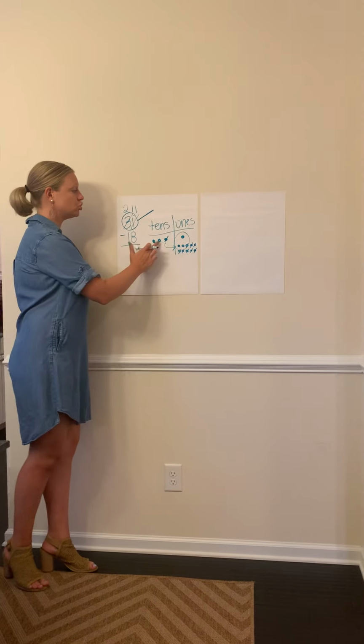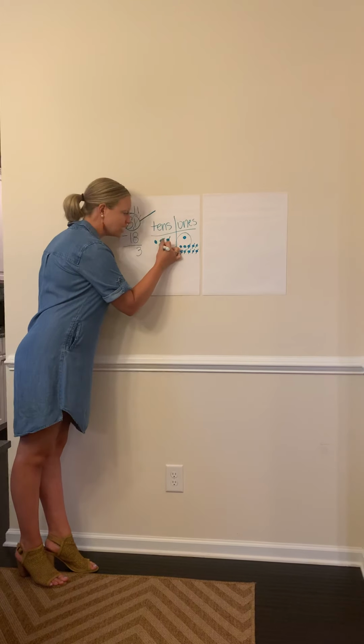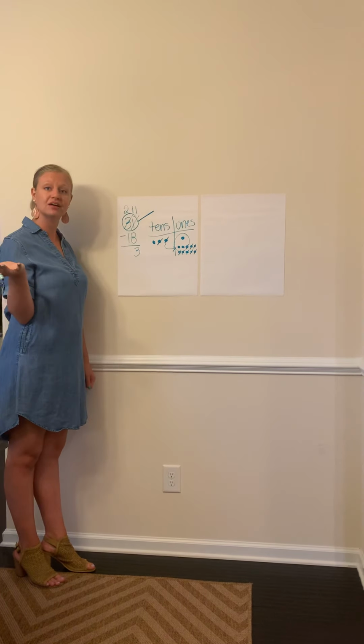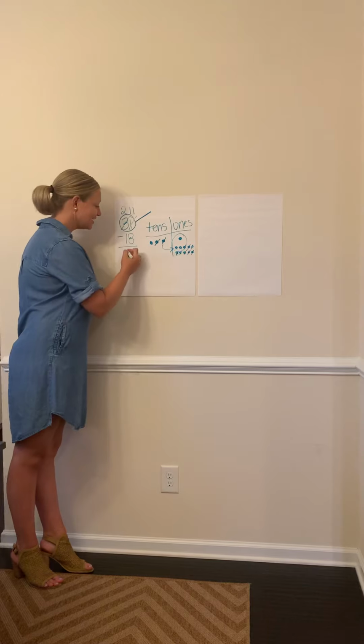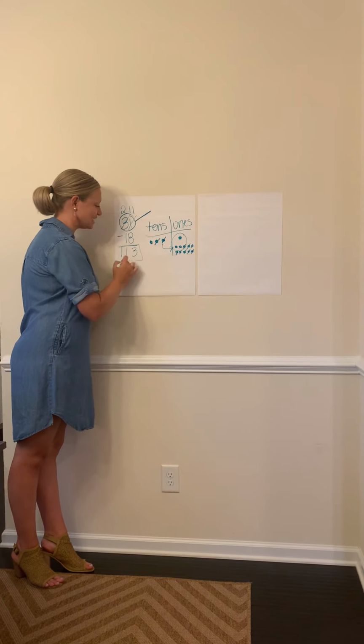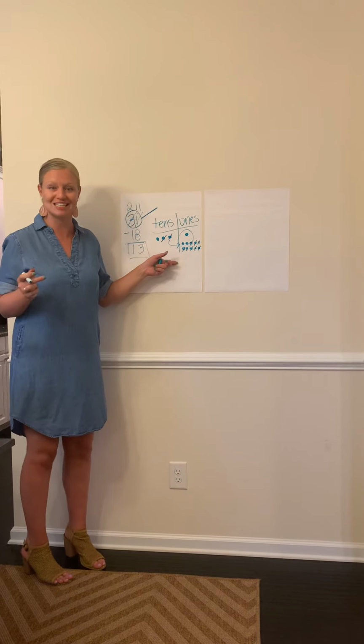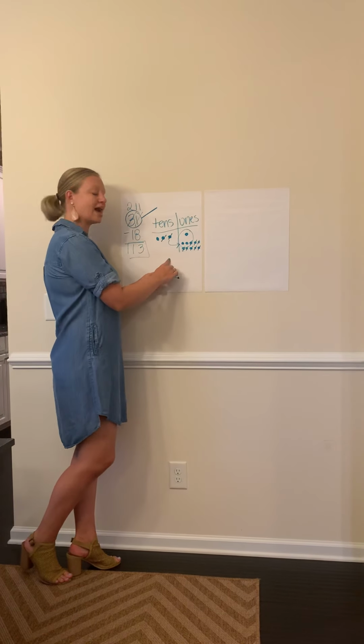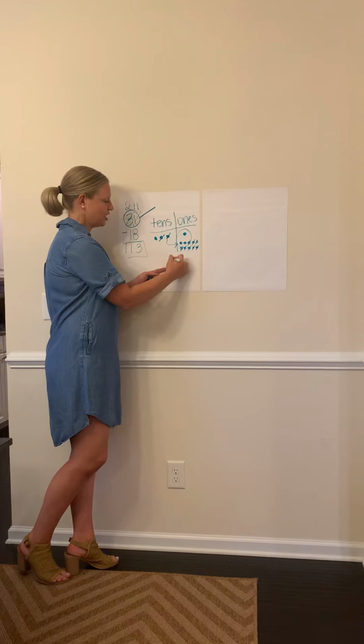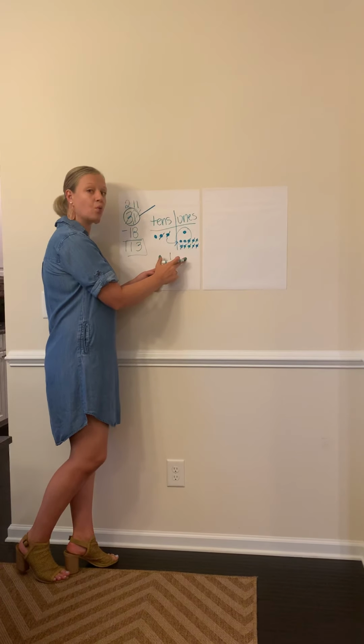Now I have 2 tens minus 1 ten. How many tens am I left with? 1. So I get 13. So in my written form, I have 13. Let's check to make sure our place value chart has the same number. So how many tens do I have in my place value chart? 1. Good. And how many ones do I have in my ones chart?